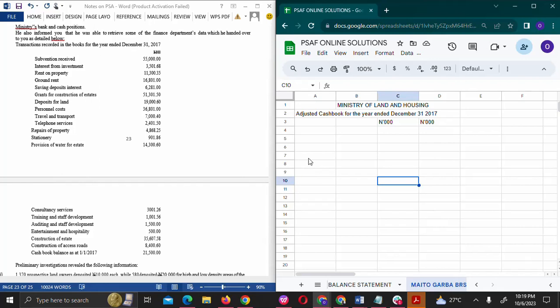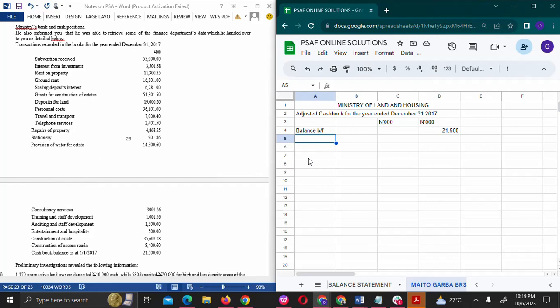So what is the cash book balance at the beginning of the year? 21.5. So we have the balance brought forward. Now, the next thing you need to do is to identify your receipts.